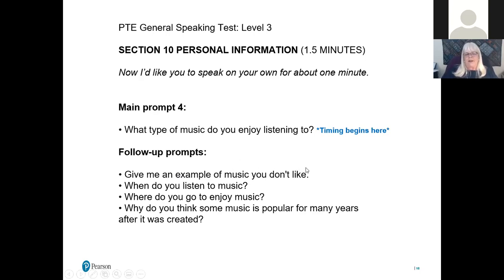So these prompts are here for you to use in case the test taker comes to a natural pause after they've finished their long turn. Then you ask one of these prompts. You don't have to ask them in order. You can choose, there are 4 given, so that you can choose one to fit with what the test taker has said, and you don't have to ask them all.